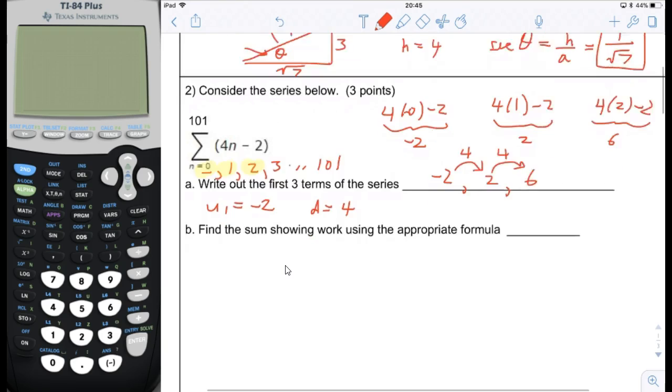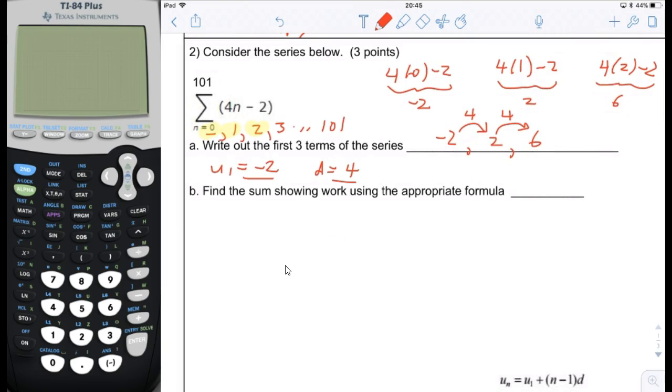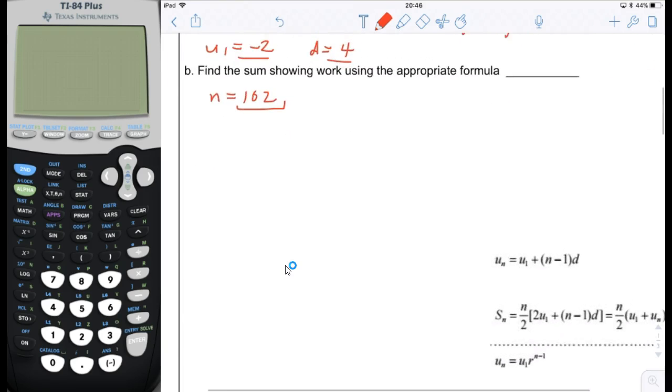So now we can use the u1 and the d value to start to figure out the sum of all these terms here. By the way, how many terms are there? If you count from 0 to 101, is that 101 terms? Not quite. If you count from 1 to 101, that would be 101 terms. If you count from 0 to 101, you have 1 extra term, which is n equals 0, so you actually have 102 terms.